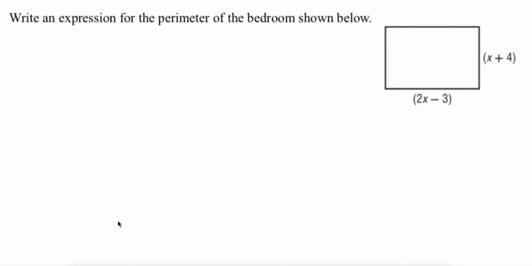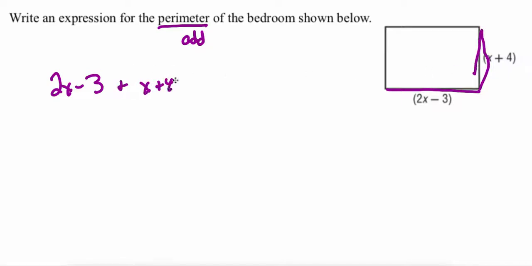on in these problems. So this one says, write an expression for the perimeter of the bedroom shown below. So if you remember, perimeter means to add together all the different sides. So in this case, I want to add together 2x minus 3 plus x plus 4. So you can think of these as each of our different pieces.